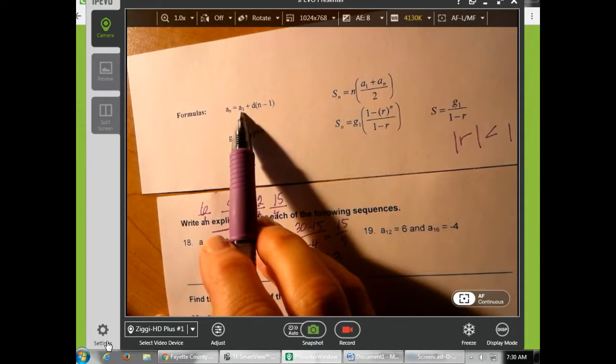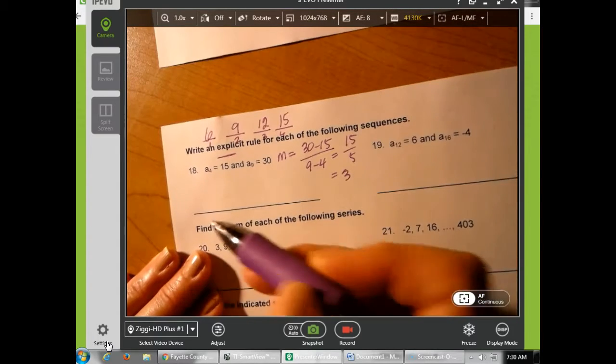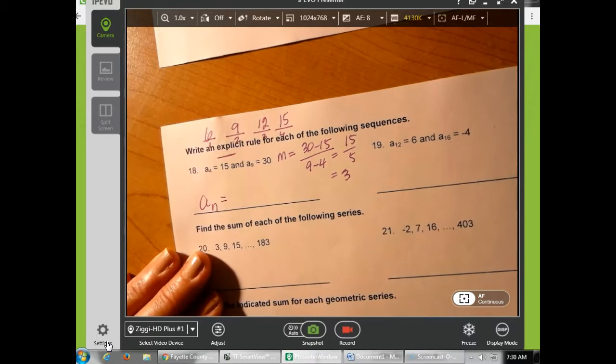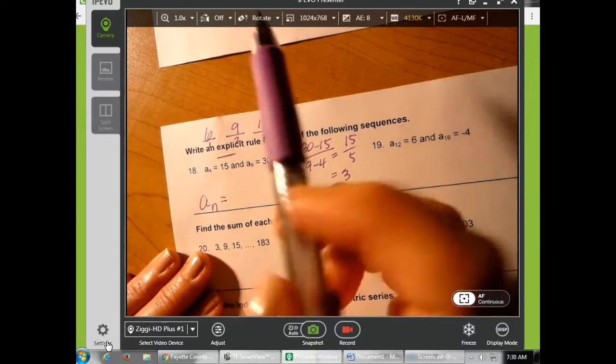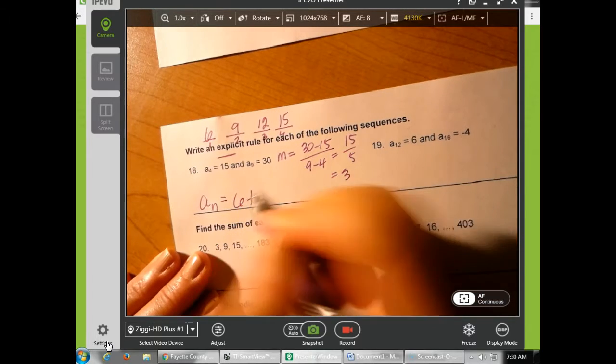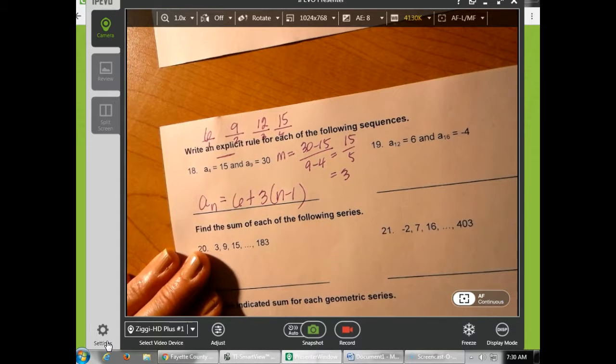So I need my first value, I need my common difference, and I have both of those. So a sub n is going to be equal to a sub 1, which is 6, we said, plus my common difference of 3, and then n minus 1. So that's how you would do that one.